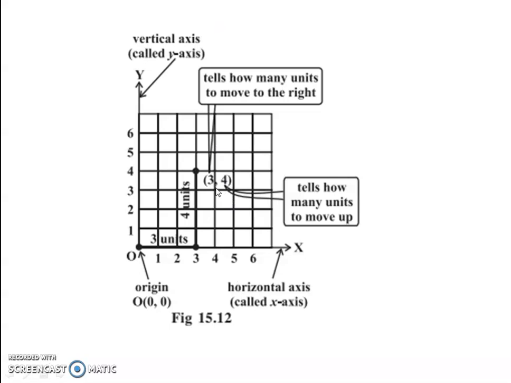Students, don't interchange the numbers. If it is along x-axis, you will write it first, and if it's along y-axis, you will write it second. So this is y-axis, this is x-axis. This is how you represent the coordinates of a point. The first number indicates the x coordinate, and the second number indicates the y coordinate.